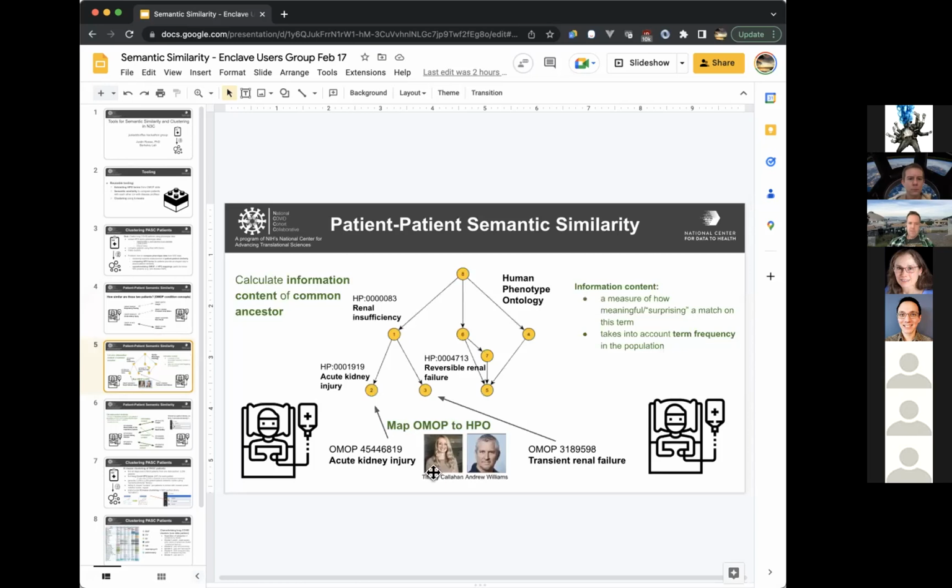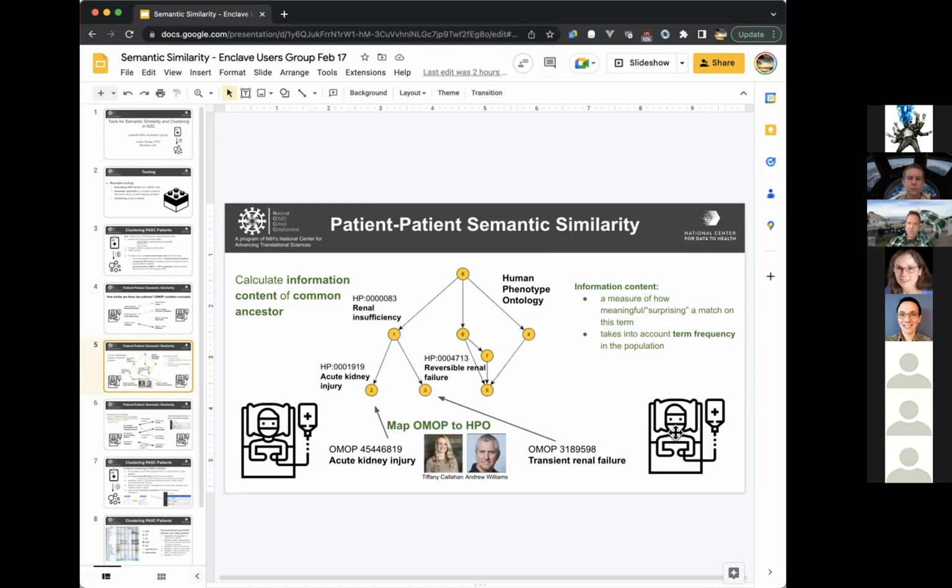So how do you do that? Basically, we take those OMOP terms, or terms from the condition occurrence table. These can also be from the measurement table if we're using LOINC to HPO. You're basically translating those codes onto this DAG that we talked about before, which is the human phenotype ontology. And so here's acute kidney injury, here's transient renal failure, which is mapped to the HPO term reversible renal failure. So those are 2 terms, and what we do is we walk up the DAG until we find their common ancestor and find the information content of that common ancestor.